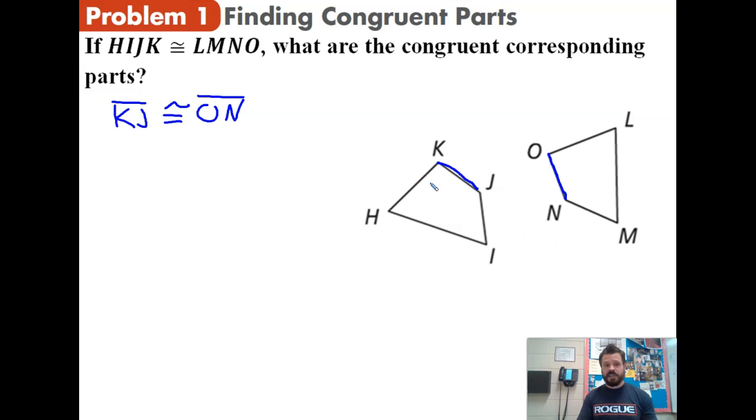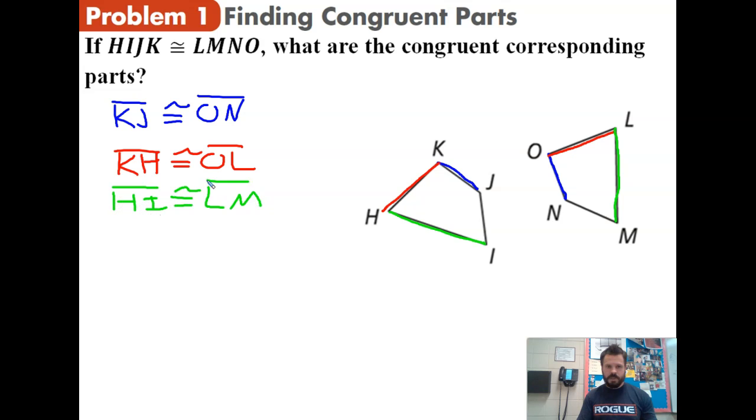Let's do the rest of the sets of sides. It looks like we also have that KH is congruent to OL. We also have HI is congruent to LM. And then the last set of sides also has to be congruent: JI is congruent to NM.